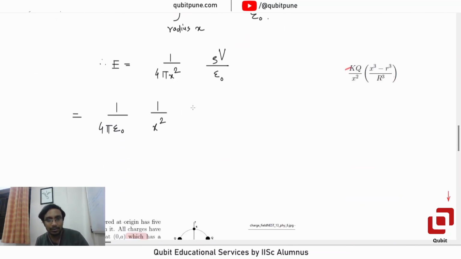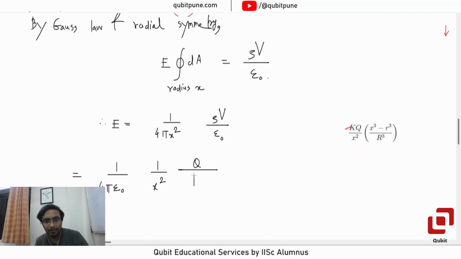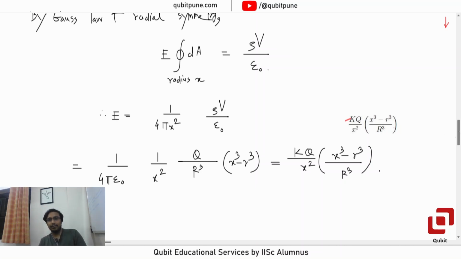Q upon capital R cube into x cube minus r cube. 1 upon 4 pi epsilon naught is k, Q is there, x squared is there, R cube is there, and x cube minus r cube. So option C is correct.